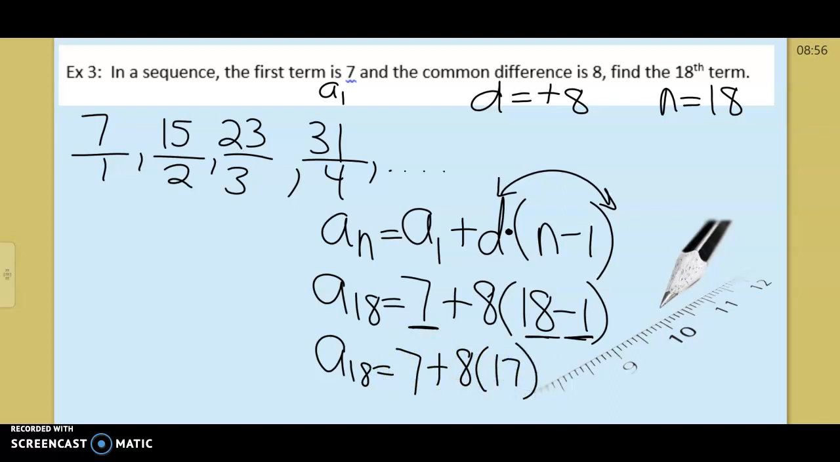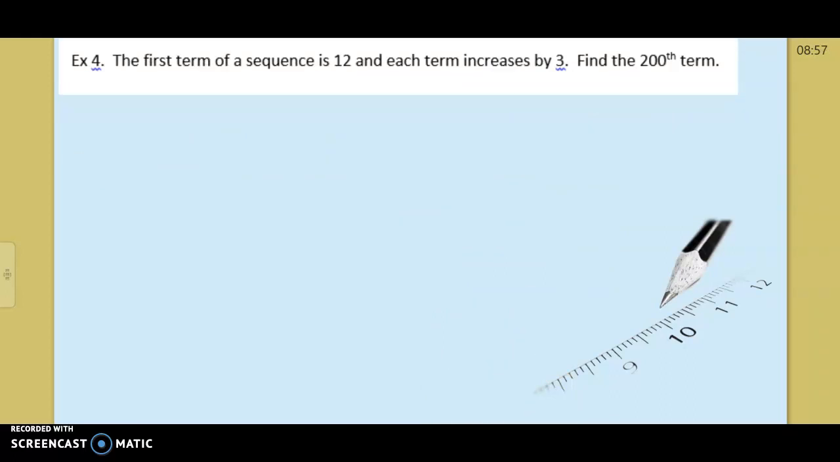And maybe seeing that number in front of the 17 rather than behind it makes it a little bit easier for you. So this is going to be 7 plus 17 times 8, 136. Add your 7. The 18th number is 143. Okay?